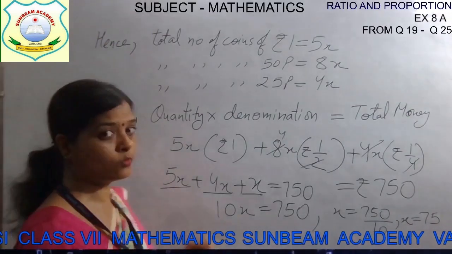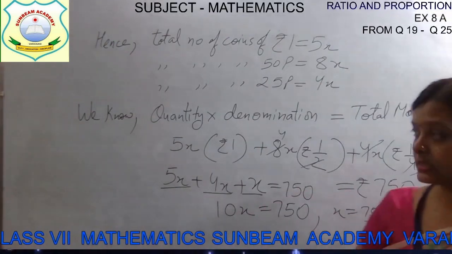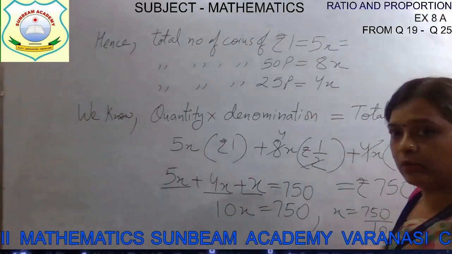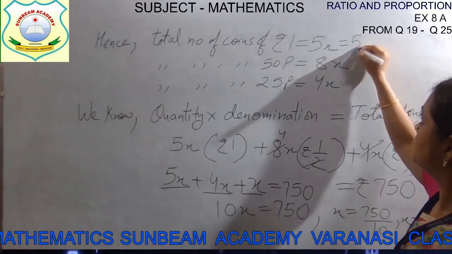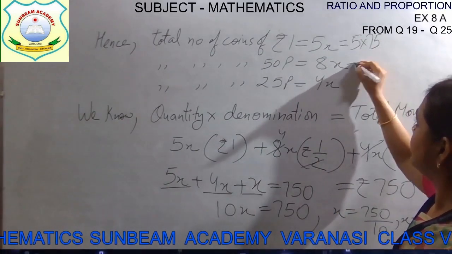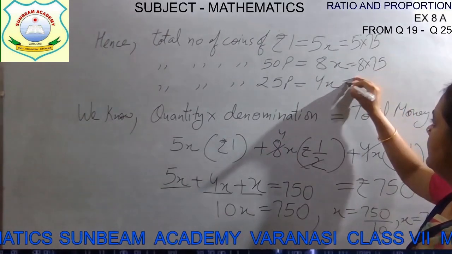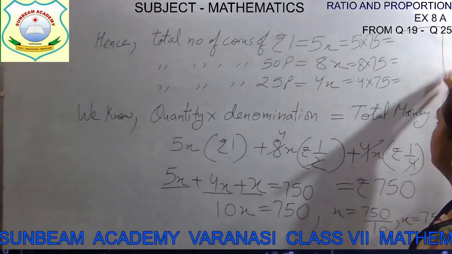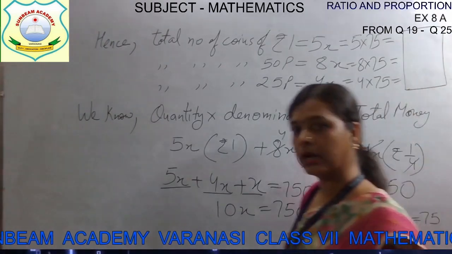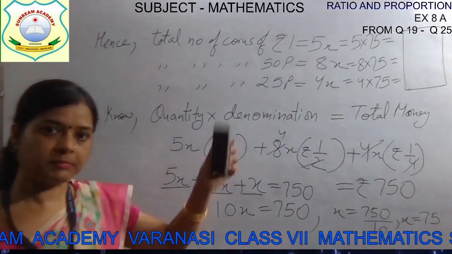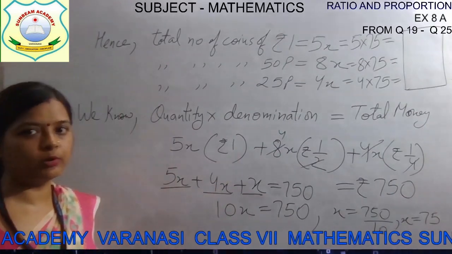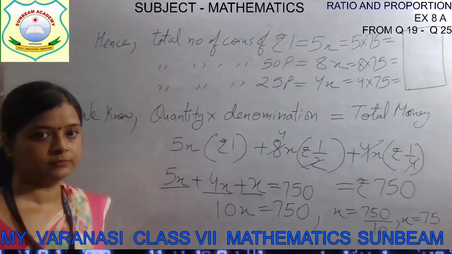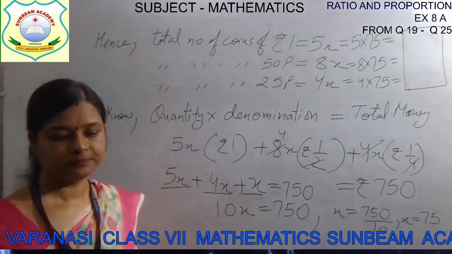The total number of coins of 1 rupees, that is 5x, is equal to, put the value of x as 75. So 5 into 75. And it will be 8 into 75. And it will be 4 into 75. Children, when you find it, you will get some numbers, and that will be your answer. Clear? Just multiply it and then you will get the exact number of coins. This is all about your 19th question. Okay. Now let's move ahead.